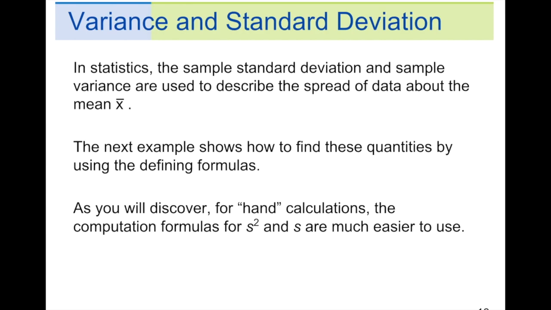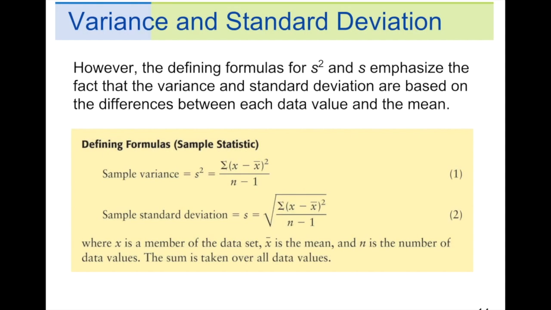In statistics, the sample standard deviation and sample variance are used to describe the spread of data about the mean x bar. The next example shows how to find these quantities by using the defining formulas. As you will discover for hand calculations, the computation formulas for s squared and s are much easier to use. However, the defining formulas for s squared and s emphasize the fact that the variance and standard deviation are based on the differences between each data value and the mean.